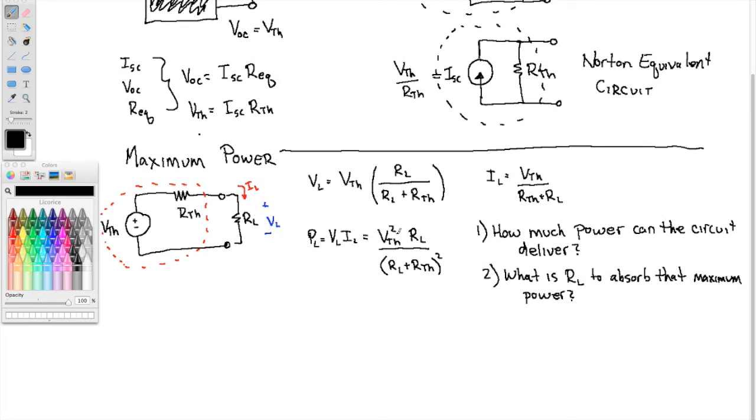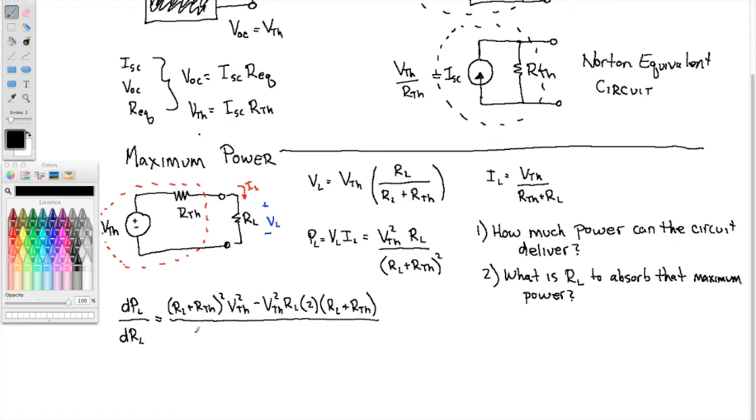All right, so here's my expression for the power, and I'm going to take the derivative with respect to that single variable, RL. All right, so I've got a fraction, so I need to use the quotient rule. Bottom times the derivative of the top. Bottom, and then the derivative of the top is just VThev squared, minus the top times the derivative of the bottom. So I need to use the chain rule there. So a 2 comes down in front, times RL plus RThev, and then the derivative of the inside is just 1, all over the bottom squared, so we've got that denominator to the fourth.